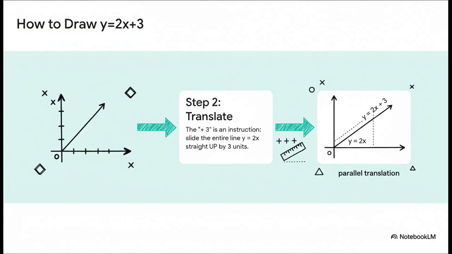Okay, here is a super easy trick for drawing this. Let's just start with the simple part, y = 2x. Don't worry about the +3 for a second. That line y = 2x is just a straight line that goes right through the center point.